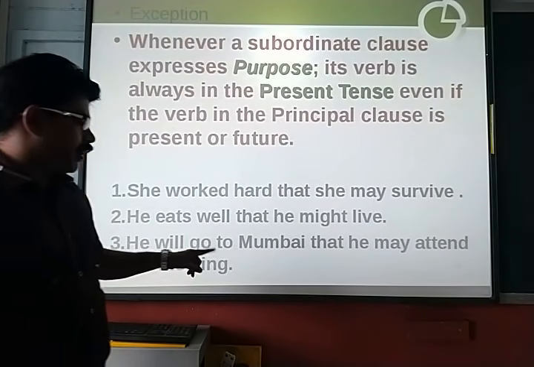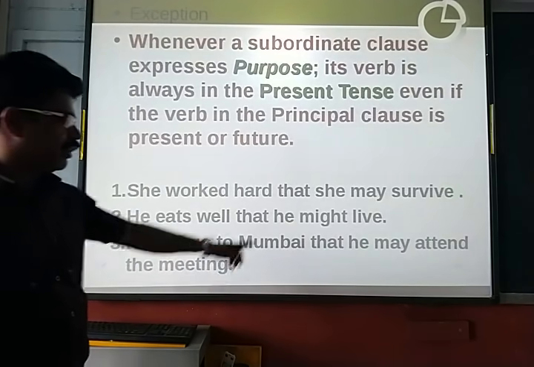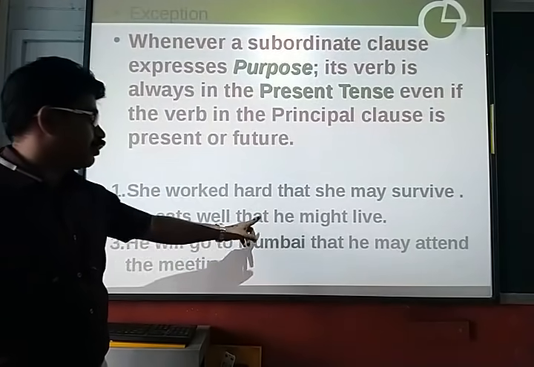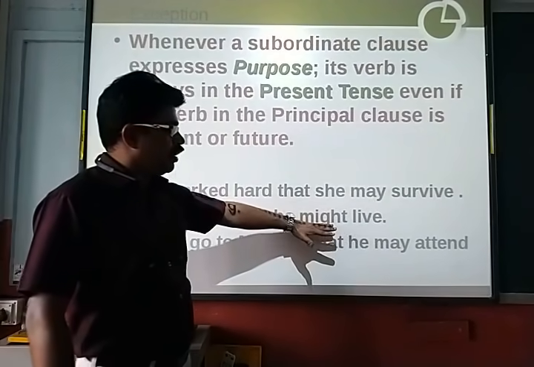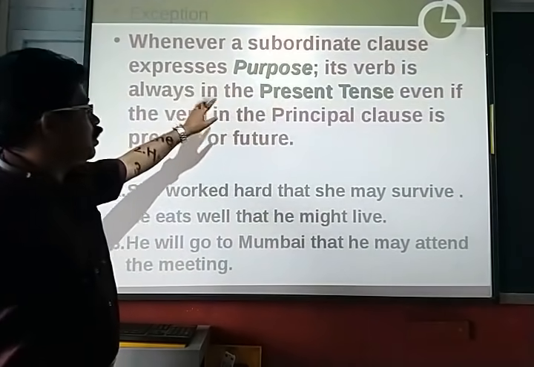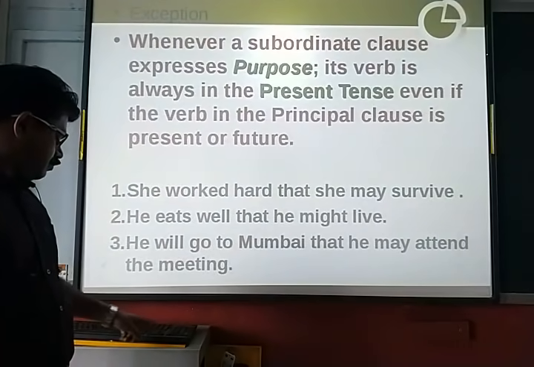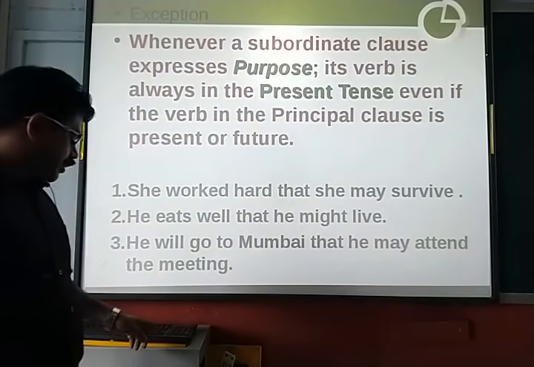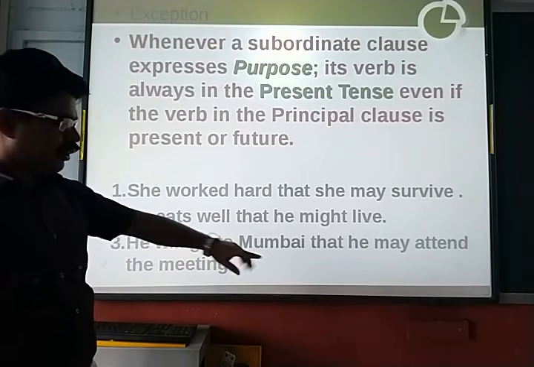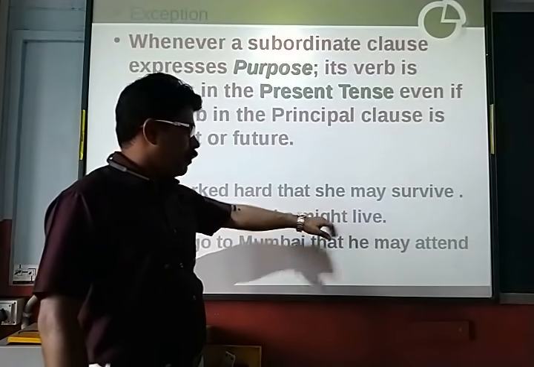So he will go to Mumbai that he may attend the meeting. We said it has to be present tense. Here also it may live, that has to be there. He eats well so that he may live. It has to be present tense, as we said, always in the present tense. So naturally it is he may live. Here also he may attend the meeting. The purpose is there: going to Mumbai is to attend the meeting, so he may. You have to see that it is may live.